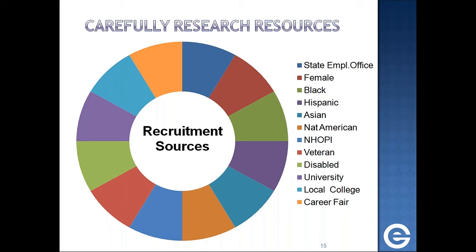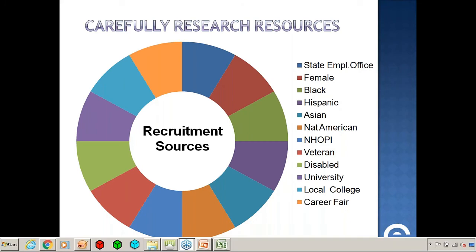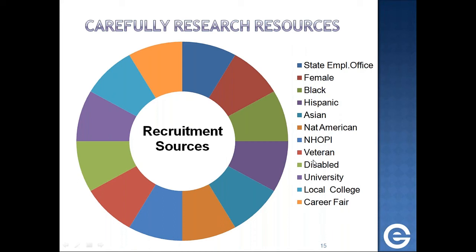You need, for every job, a source for females. So are you going to use the same recruitment source for engineers as you are for administrative support workers? So you need to have an appropriate outreach recruitment source for each of these categories for every job. And it needs to be something that is going to work for you. Then you need to have an outreach for the minority categories. Blacks or African Americans, Hispanic, Asian, Native American, Native Hawaiian, other Pacific Islander. You need to have outreach for veterans.